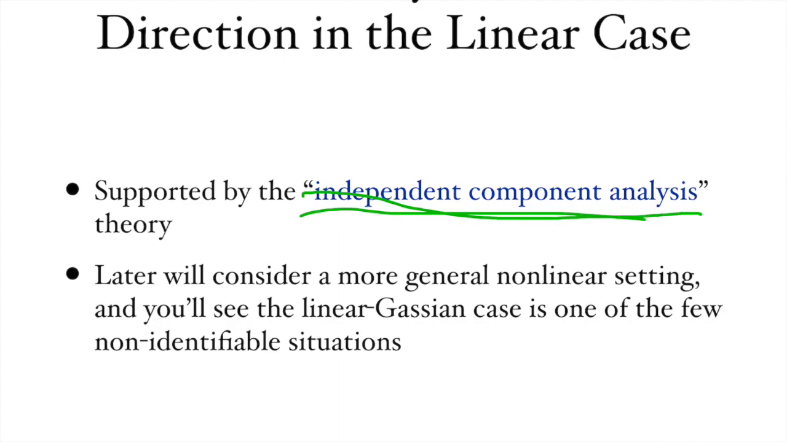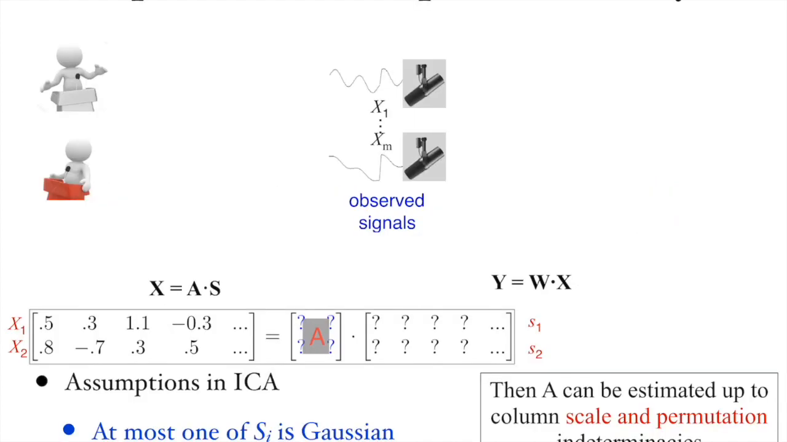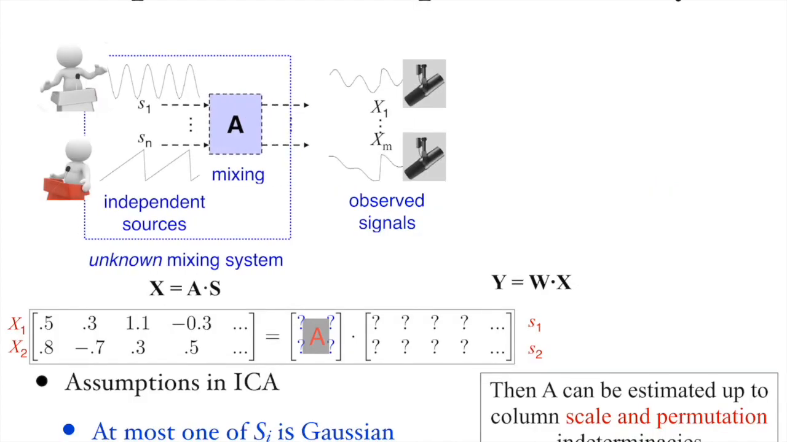so-called independent component analysis, ICA. And later we'll deal with general nonlinear settings, and you can see the linear Gaussian case is one of the very few cases where the causal direction is not identifiable. That means in almost all other situations, we can find the causal direction between random variables.